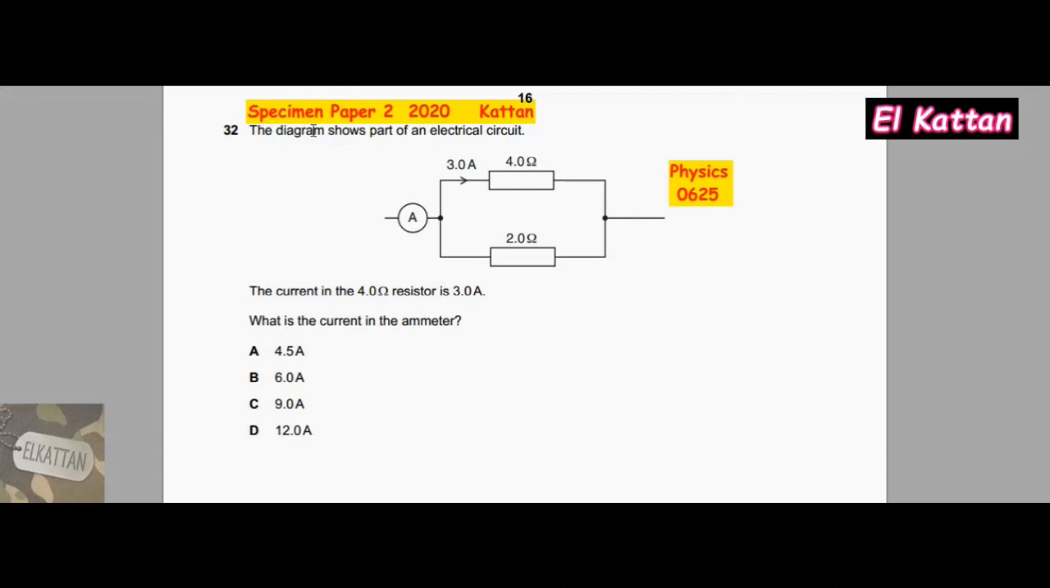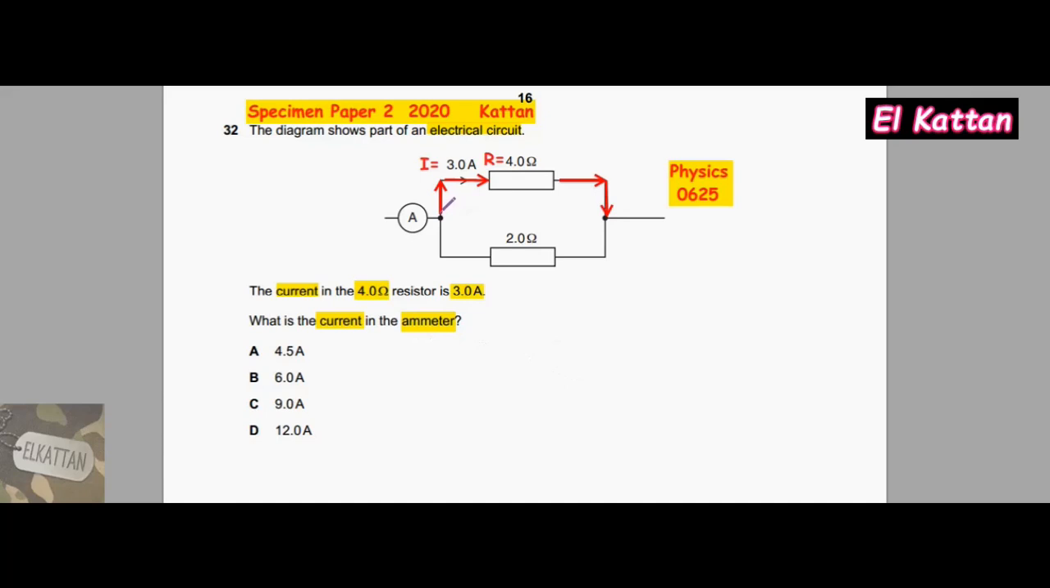Today we have Specimen Paper 2 2020, question 32. The diagram shows part of an electrical circuit, and the current in the 4 ohm resistor is 3 ampere. What is the electric current in the ammeter? Now we highlight some keywords: electrical circuit, current, 4 ohm as the value of the resistor, 3 ampere, which is the value of the electric current, and ammeter.